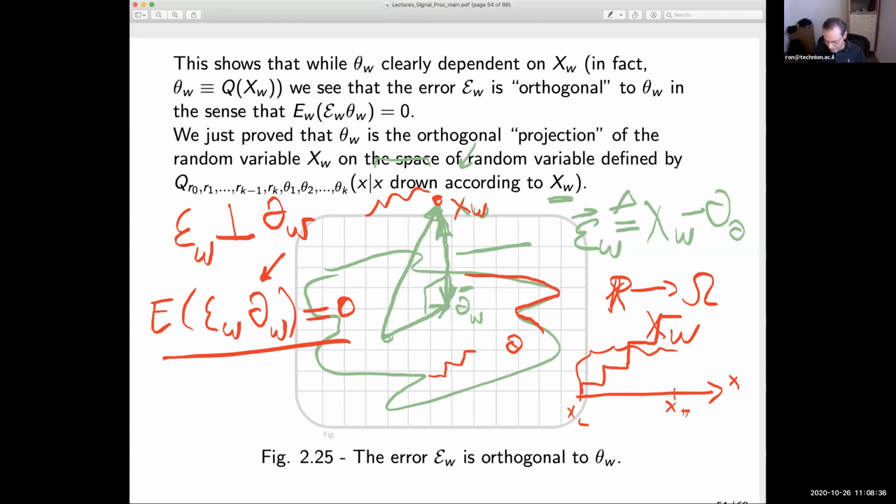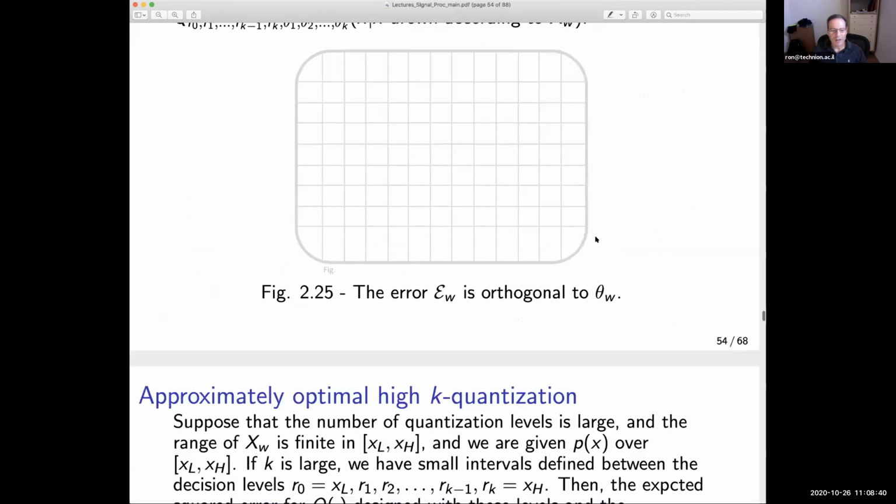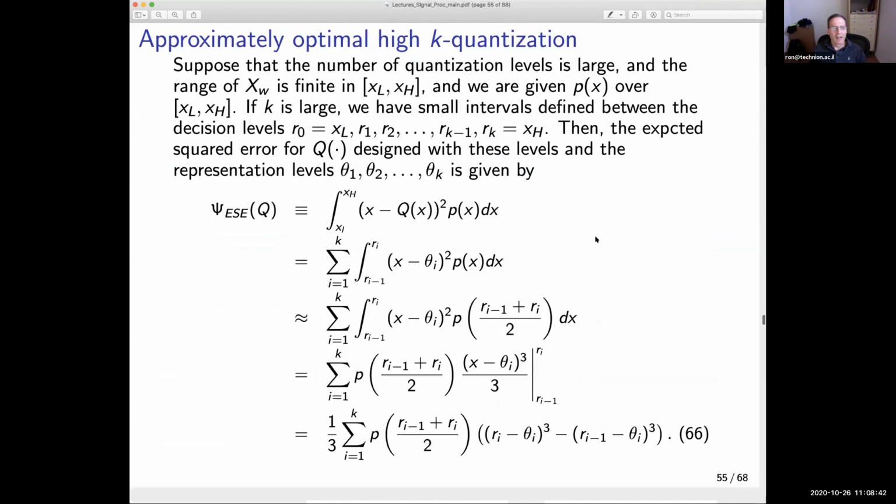Okay, so let's move on. Now let's do some approximations. What happens when I have a lot of representation values? So now K is really, really large.